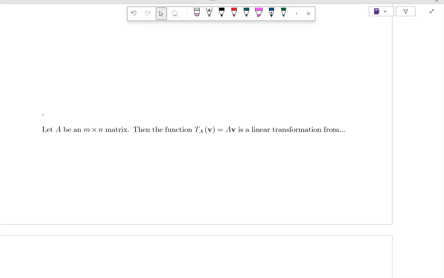What I want to know here is what's your domain and what's your codomain. Okay? If I have an M by N matrix, what size does this vector have to have if we're going to do matrix multiplication? It's going to have to be in Rn. It's going to be an n by 1, right? To make the columns match the rows, right? So your input space then is going to be what? What's your domain going to be?